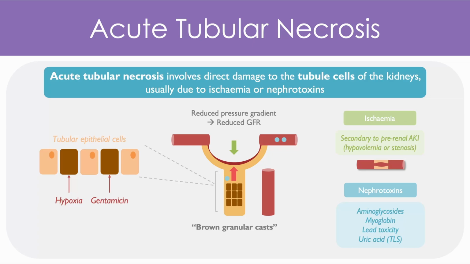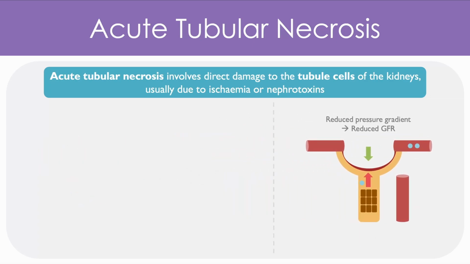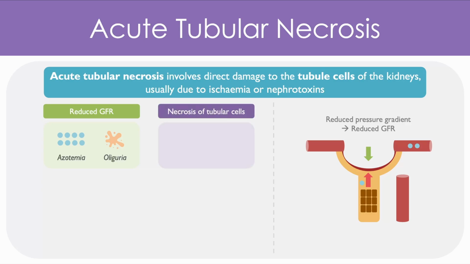Because of this reduction in pressure, small molecules can no longer be filtered into the tubules as efficiently as before. Just like acute glomerulonephritis, the reduction in GFR will lead to a buildup of waste products in the blood, known as azotemia, and a reduction in urine output. However, one of the more unique features of acute tubular necrosis is the development of these brown granular casts, and these can eventually be passed into the urine and detected on urine microscopy.